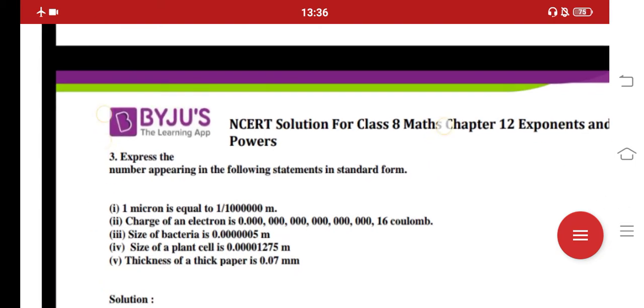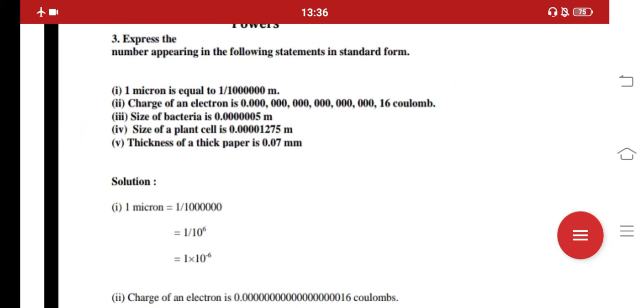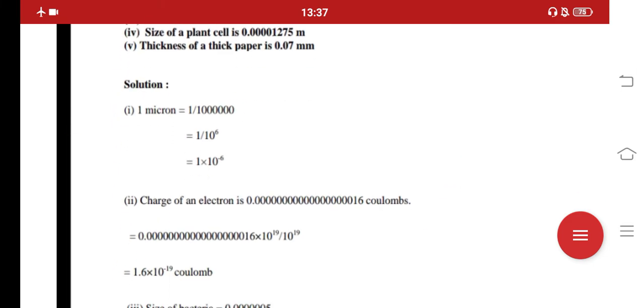Now let us see what is given in question number 3. Express the number appearing in the following statements in standard form. 1 micron equals 1 upon 1,000,000 meter. So there are a total of how many zeros? There are a total of 6 zeros. So we can write it as 1 upon 10 to the power 6. Once we transpose anything from the denominator to the numerator, it will become negative in the exponent. So 1 upon 10 to the power 6 will become 1 into 10 to the power minus 6.